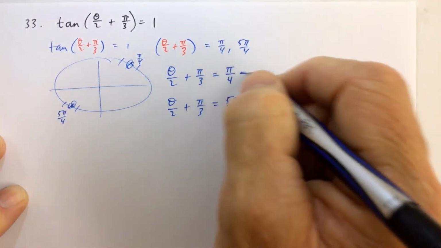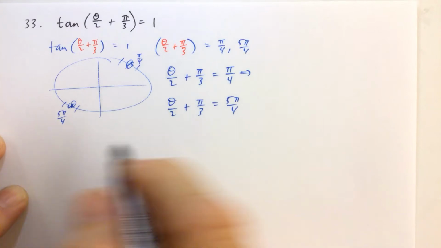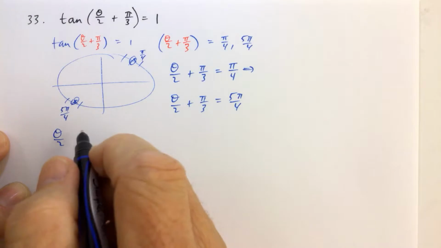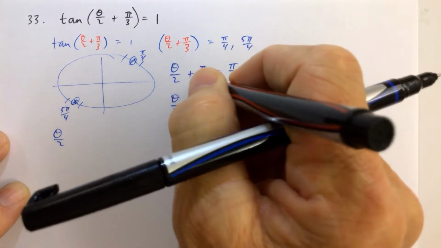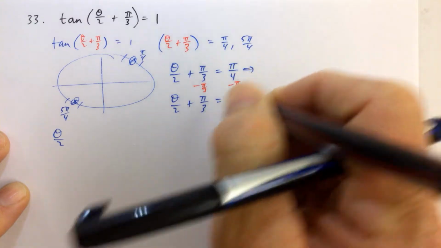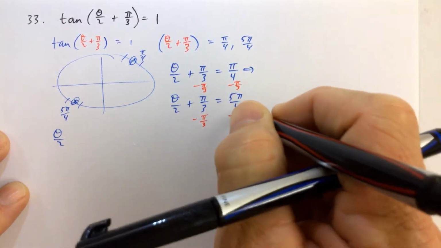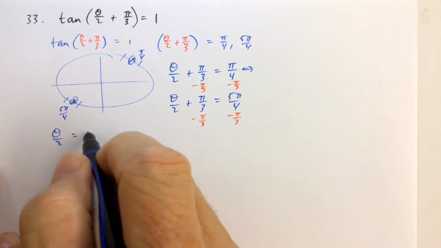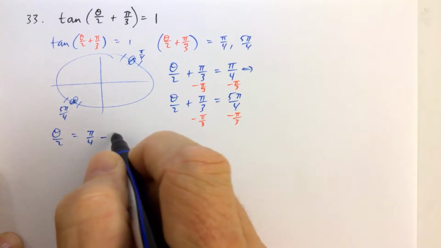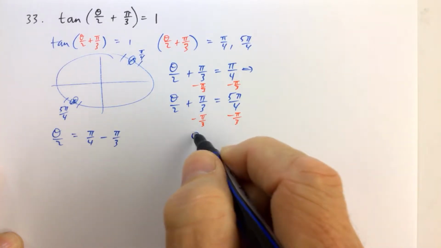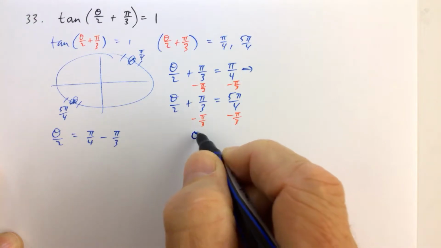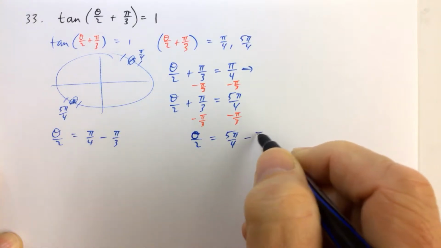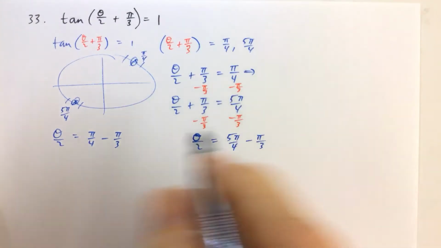And then when we solve this equation, let's do this down here actually, because it's running out of room over there. For theta over 2, we're going to subtract pi over 3 from both sides in both of these equations, so I'll write the result down here. The first equation becomes theta over 2 is equal to pi over 4 minus pi over 3. And the second equation here is theta over 2 equals 5 pi over 4 minus pi over 3. So let's see what we do here.